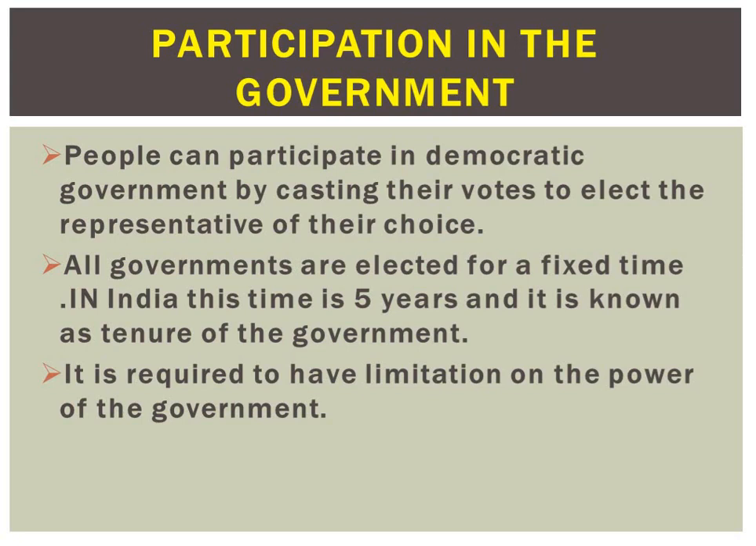And at the time of the vote, when people cast their vote, the candidate who earns the highest number of votes wins the election, and that person is the representative. So the people choose their representative of their own choice. All governments are elected for a fixed time. In India, it is 5 years, as we already talked about.